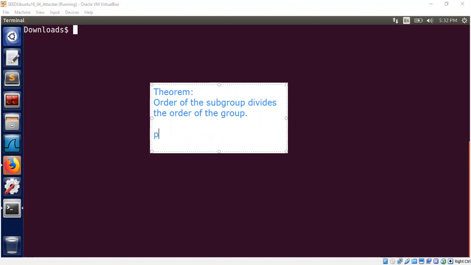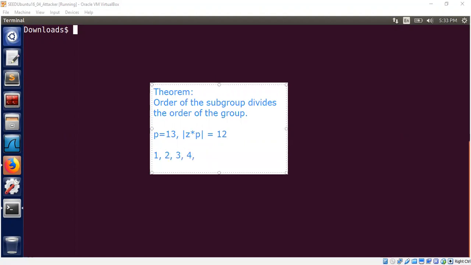So in our example, we started with the group of order 12, right? When P is 13, we have 12 elements. So the order of this group is 12. What are the divisors of 12? 1, 2, 3, 4, 6, and 12. So there must be 6 subgroups for this, because 12 is divisible by 1, 2, 3, 4, 6, and 12. All of these subgroups are generated by different G's. If you play with different G's the way we did, we can generate all of these subgroups. This is a fundamental theorem we need, Lagrange's theorem.